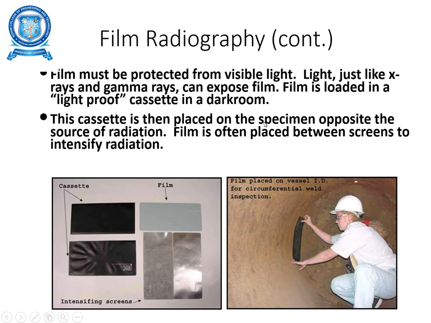Here the film must be protected from visible light, just like X-rays and gamma rays can expose film. So the film is loaded in a light-proof cassette. This is a cassette, and this cassette is then placed on the specimen. Here you can see the film is placed on the specimen, opposite the source of radiation.